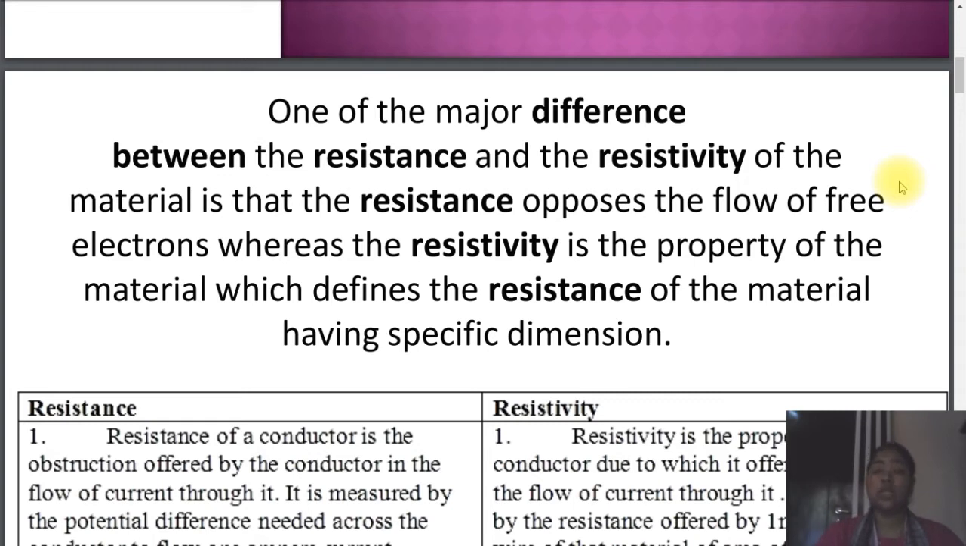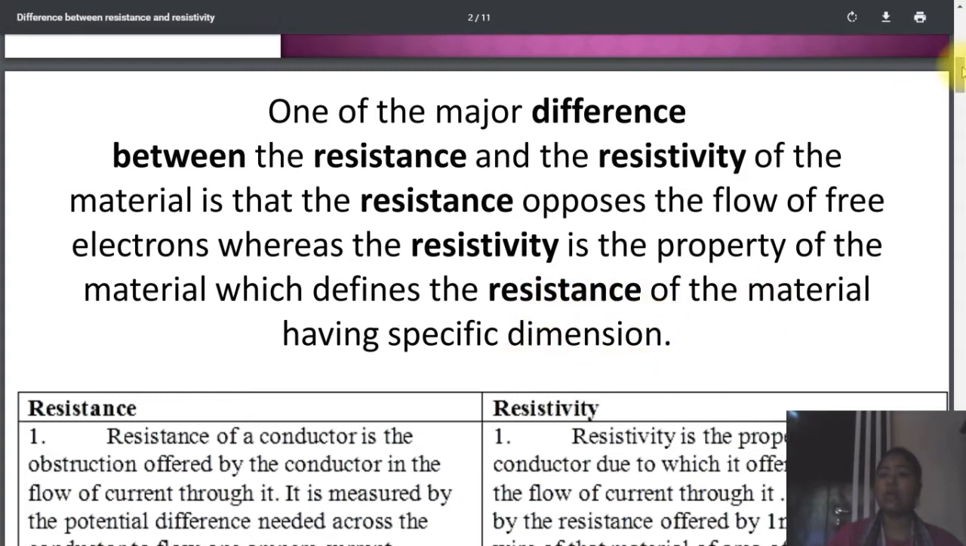It is the particular value or the significant value of any material through which we will differentiate between the resistance of any two different materials. That means resistivity is the property of the material which defines the resistance of the material having a specific dimension. What is the meaning of the specific dimension? The SI unit of the resistivity is ohm meter. So through which dimension are we calculating the resistance of the material? Through the length of the material.